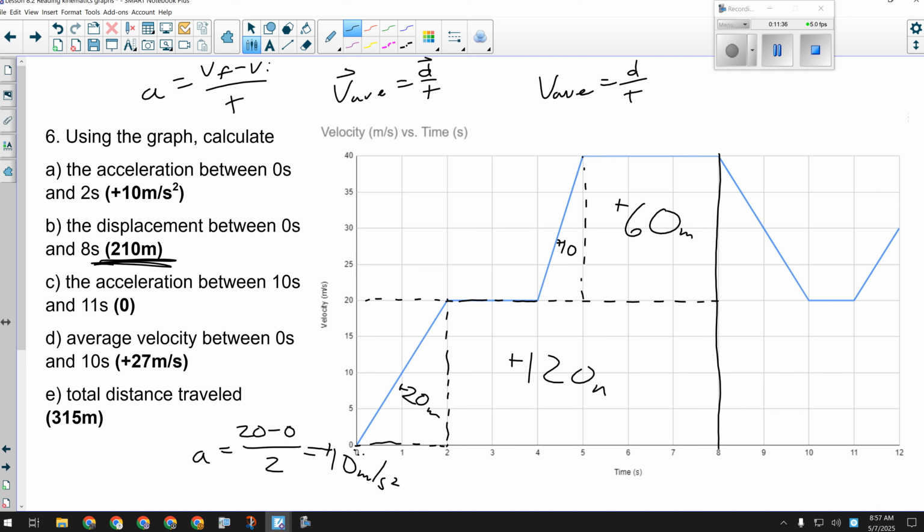Sometimes, and this is something to watch for, on the graph, they'll actually put something like north beside the label for the axis. Always be on the lookout for that. If they do that, then that's the vector you'd have to put on there. This graph obviously doesn't have that, so we would just write positive in there. So to make that the correct answer, positive 210 meters.